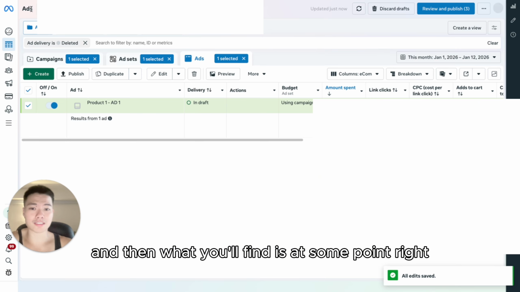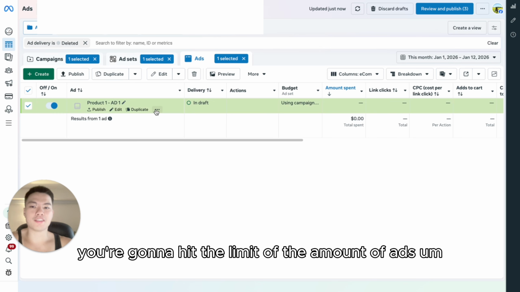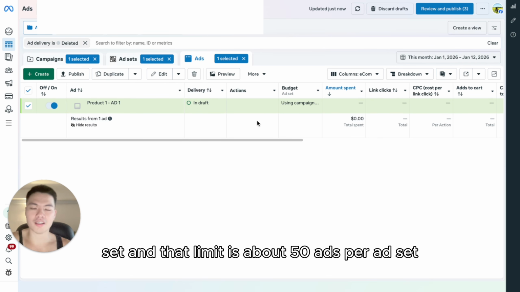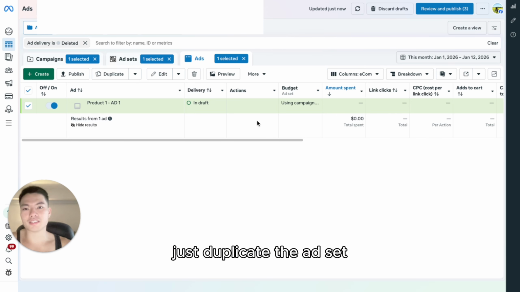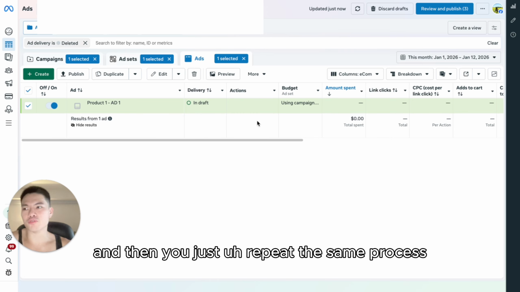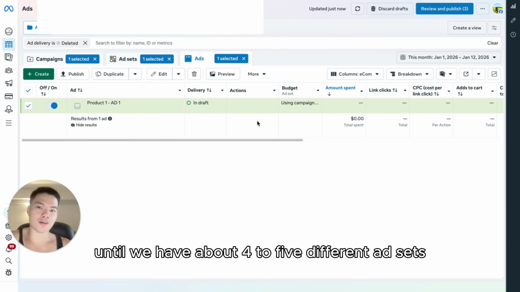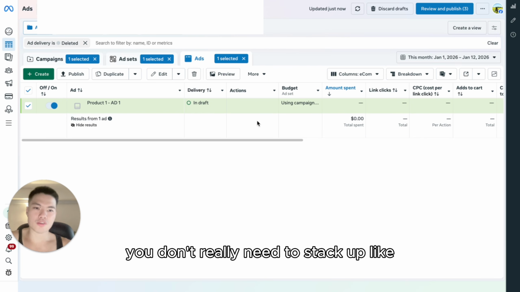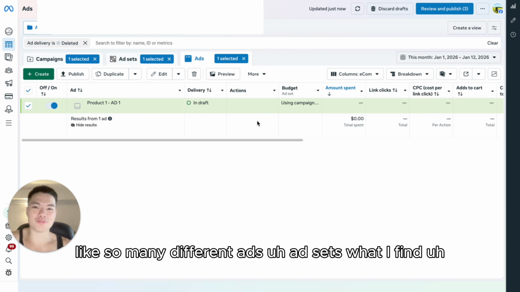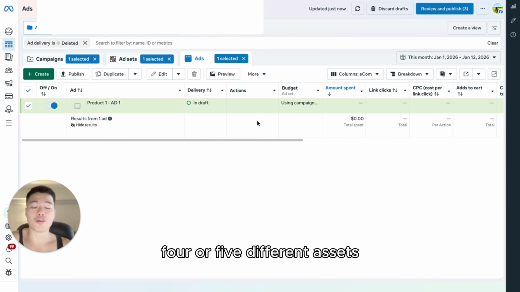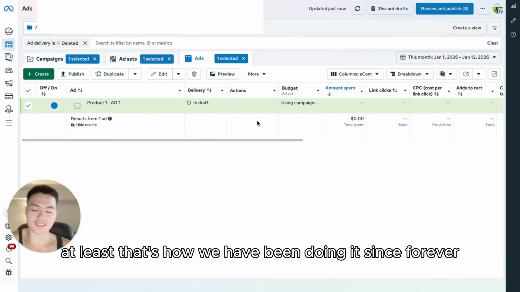And then what you'll find is at some point, you're gonna hit the limit of the amount of ads you can have within one ad set. And the limit is about 50 ads per ad set. So after you hit the limit, you just duplicate the ad set, and then you repeat the same process on the second ad set until the ad set gets full. Normally we do this until we have about 4 to 5 different ad sets. You don't really need to stack up so many different ad sets. What I find tends to work the best is just having 4 or 5 different ad sets. At least that's how we have been doing it since forever.